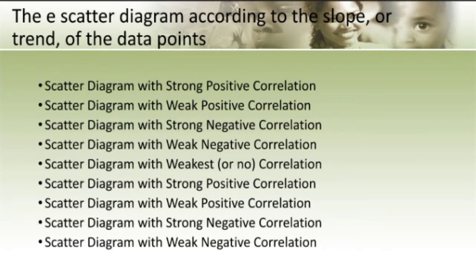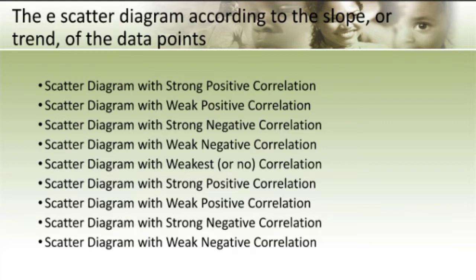So as discussed earlier, you can categorize the scatter diagram according to the slope or trend of the data points. There are five. The first one is scatter diagram with strong positive correlation. Second is scatter diagram with weak positive correlation. Third is scatter diagram with strong negative correlation. Fourth, scatter diagram with weak negative correlation, and fifth, scatter diagram with weakest or no correlation.